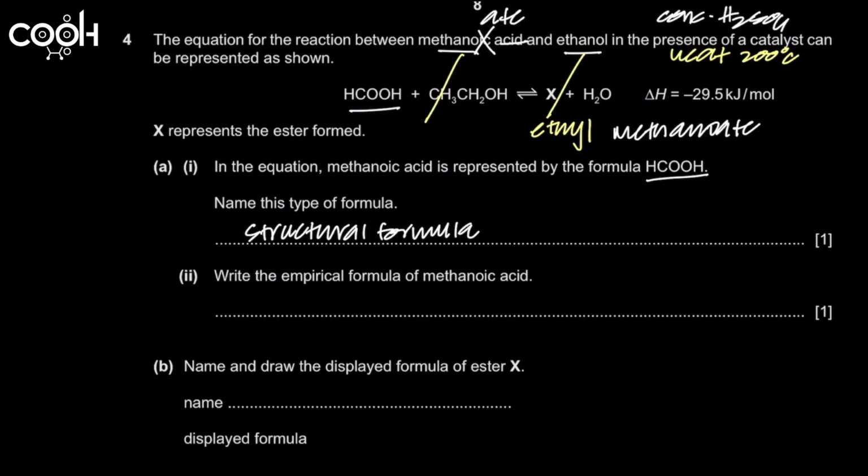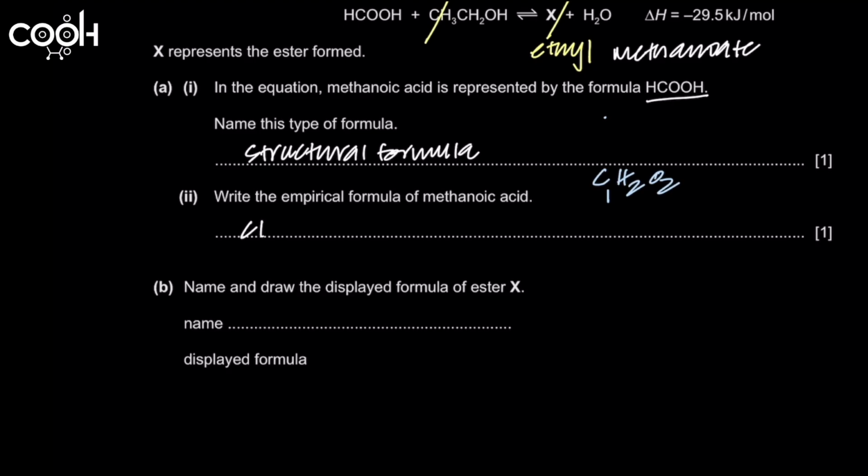So what's the empirical formula of methanoic acid? It's the simplest whole number ratio of different atoms or ions in a compound. You have 1 carbon, you have 2 hydrogens, and you have 2 oxygens. So if we want to further simplify it, we can't. This is the most simplified way. You can't further simplify this into whole numbers. So that's the simplified way, CH2O2, right? You have 2 oxygens.